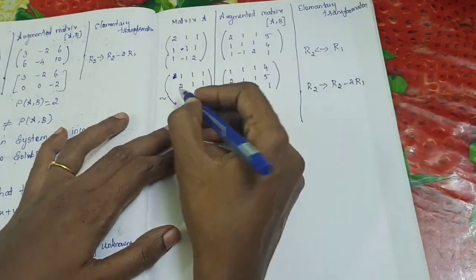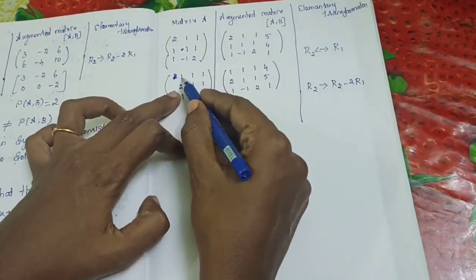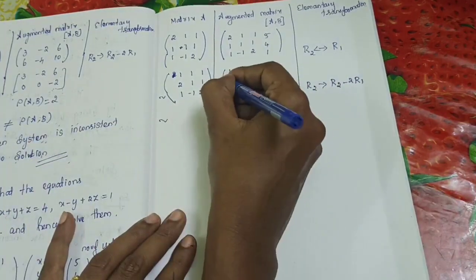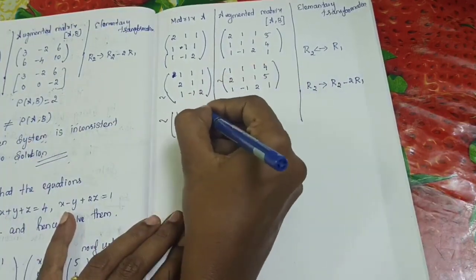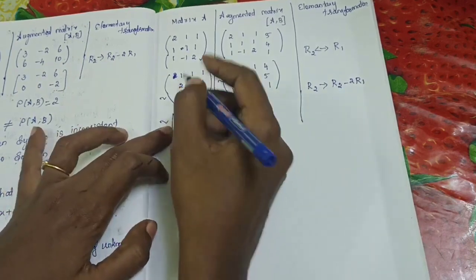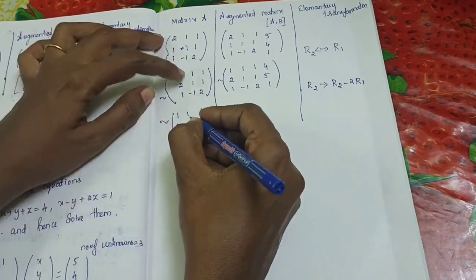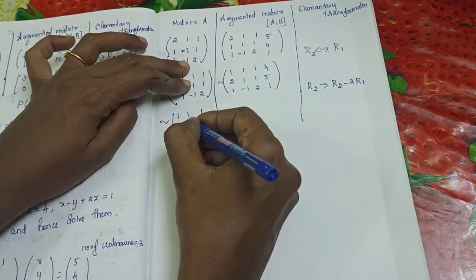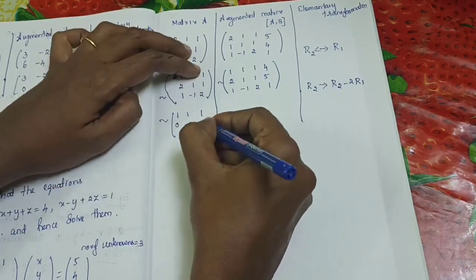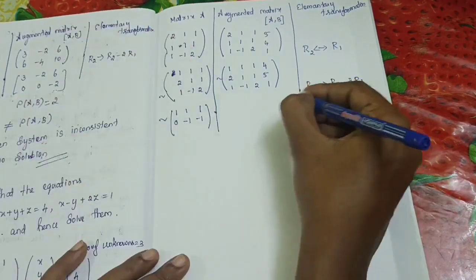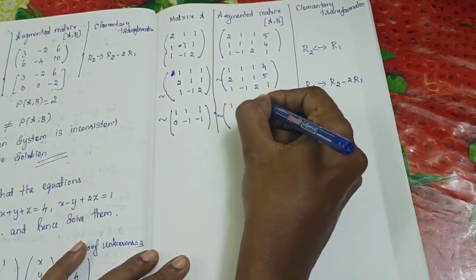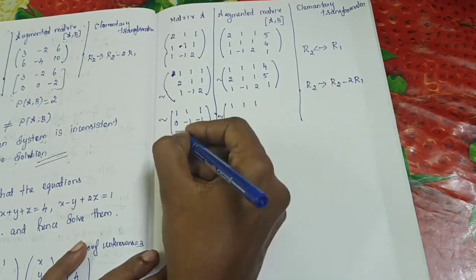Shall we check? R2 minus 2 into R1 means 2 minus 2 into 1, that is 0. The first row is as it is, 1, 1, 1. So 2 minus 2 is 0. The next one, 1 minus 2 into 1, we will get minus 1. Then 1 minus 2 into 1, we will get minus 1. Same thing you need to do here also. So 1, 1, 1. Then we will complete this one.